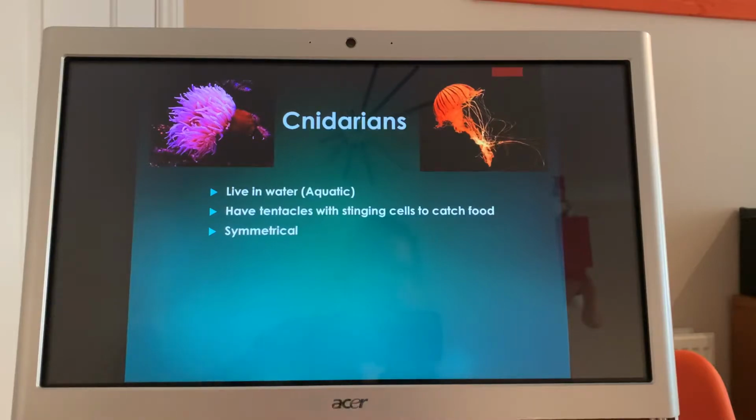So, 3 key facts. They live in water, which makes them aquatic. They have tentacles with stinging cells to catch food, and they are generally symmetrical.